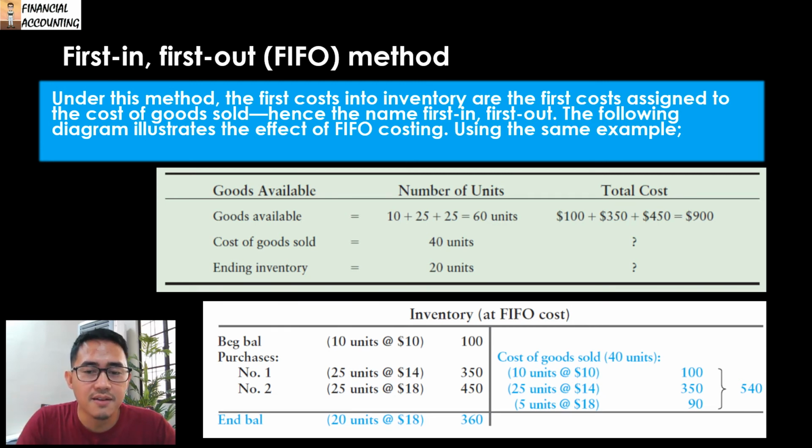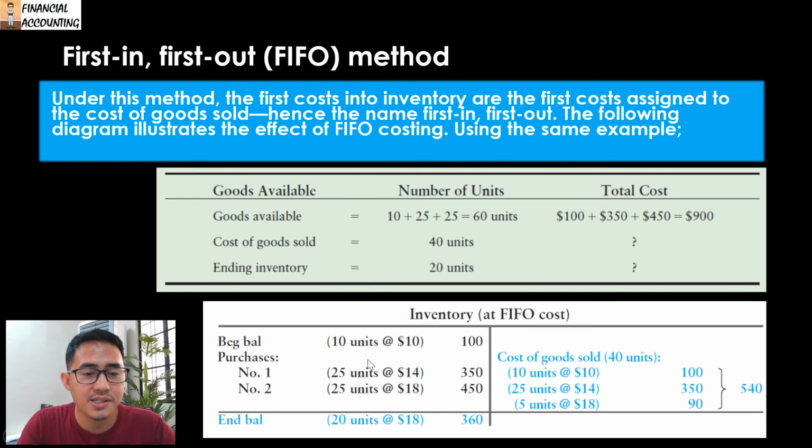If we are using FIFO, of course, the 10 units should come from the beginning balance. That's why it is forwarded here, 10 units at $10, so 100. And then there are still 30 units remaining. So of course, the next would be these 25 units. So 25 units are included in the cost of goods sold, 25 units at $14. So forward this to the cost of goods sold.